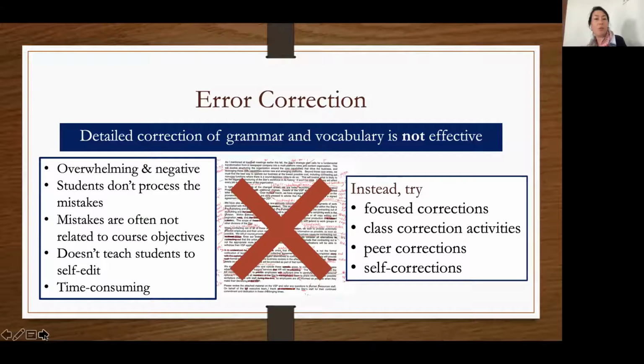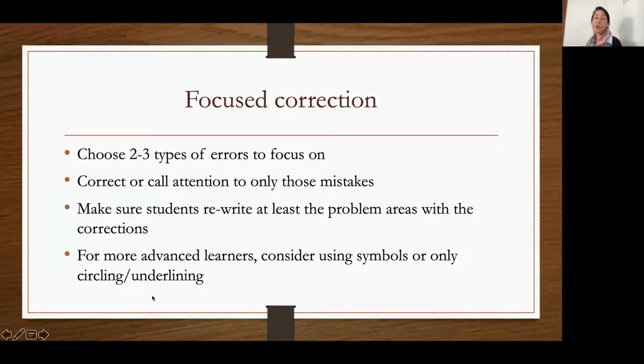So instead, we want to work on focused correction. So correcting certain things and doing other things like class correction activities. It sounds like some of you are doing things like this. And then also making use of peer and self-correction. So when we're talking about focused correction, we're choosing just 2 or 3 types of errors to focus on. For example, maybe students using verb tenses, or even maybe more specific, differentiating between using the past and the present, especially if it's a lower level.